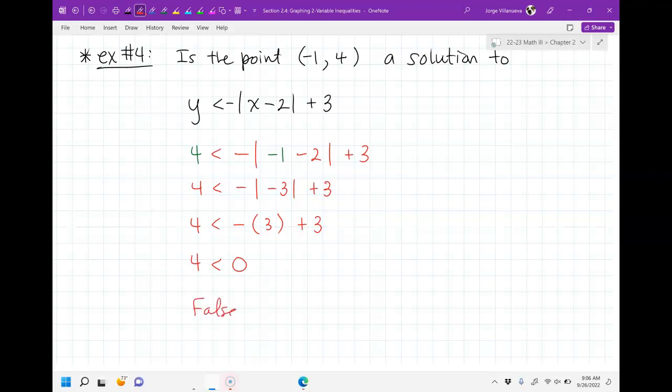No. This is false. So when they say, is the point negative 1, 4 a solution to that equation? You could say false, or you can say, I put false because that's not true. I'm going to say not a solution. Okay, it's not an answer.